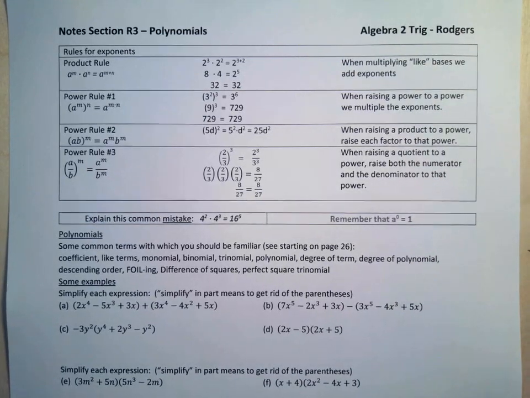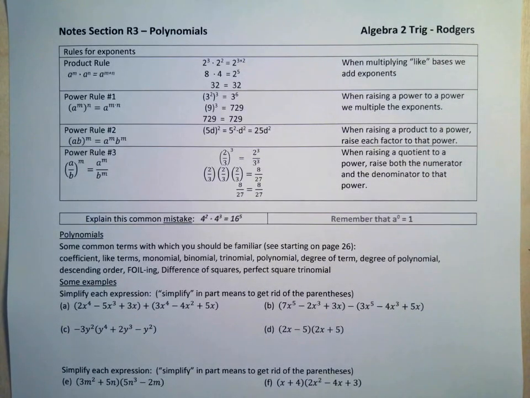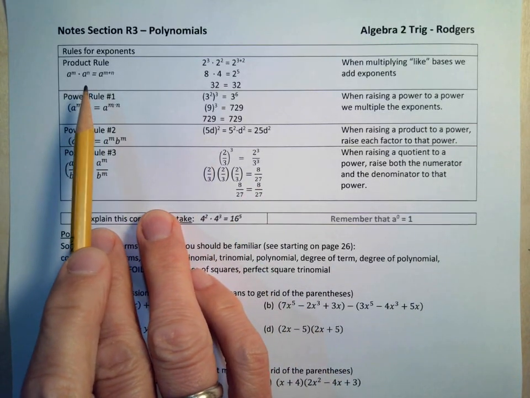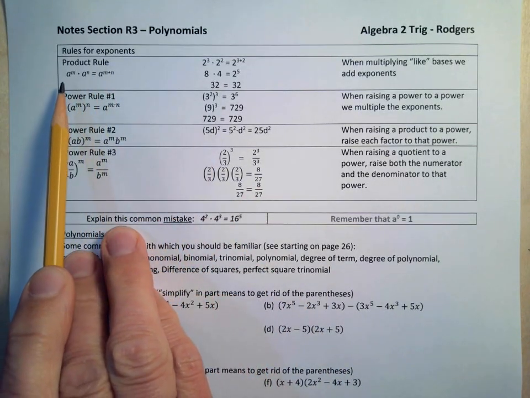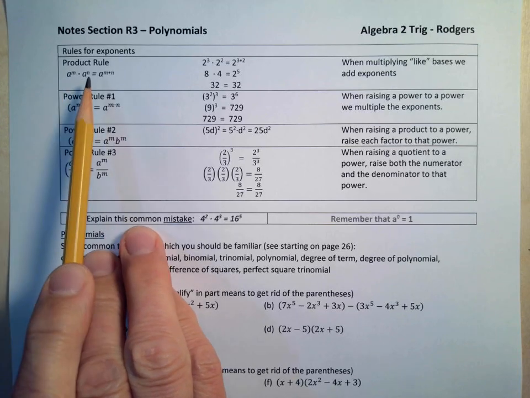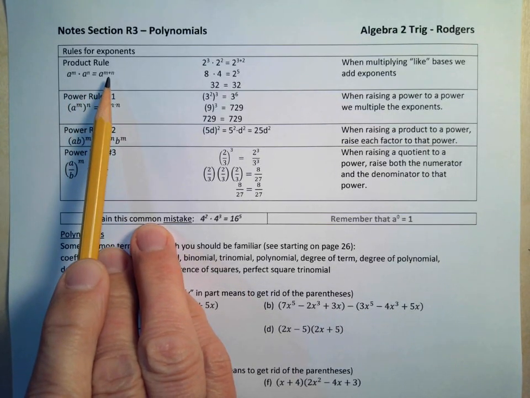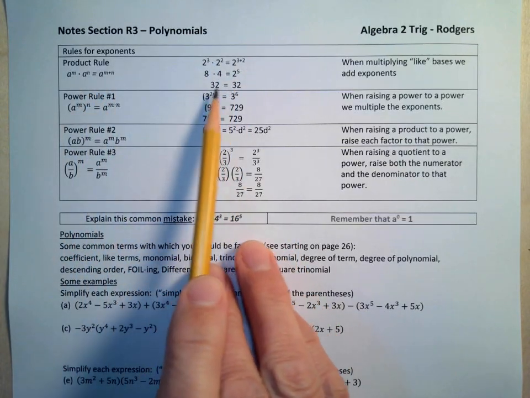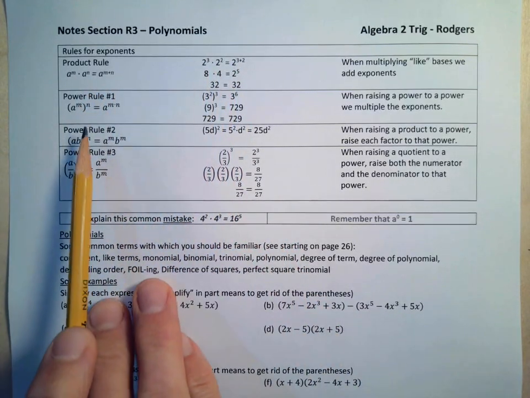Alright, so this video goes along with the third section of the review chapter, or R3, and we're dealing with polynomials. The first thing we're going to do is review some of our exponent rules. So remember that when I multiply two bases that are the same, we add their exponents. So multiplying bases means we're adding exponents. So you can look at these examples here.